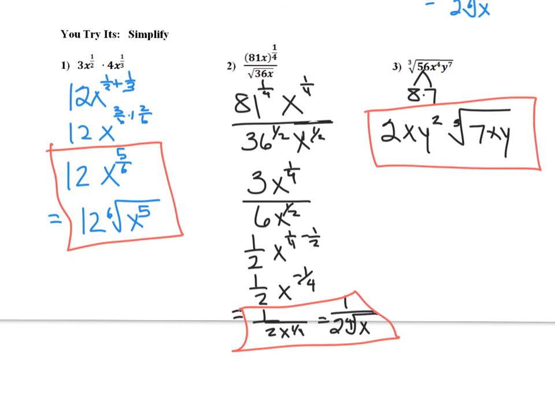For number 3, I broke 56 down into 8 times 7. 8's a perfect cube, so the cube root of 8 is 2. 7 is not, so it stays under the cube root sign. X to the 4th has 1 triplet, so I took out x and left the extra x still underneath the cube root sign. Y to the 7th would have 2 triplets, so y squared comes out, and that left 1 extra y underneath the cube root sign. So in simplified form, 2xy squared times the cube root of 7xy.